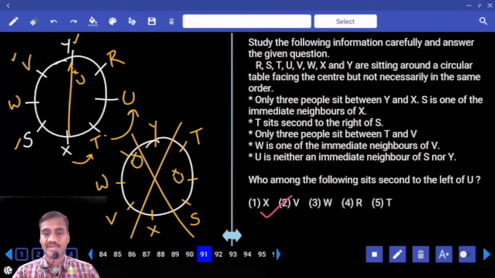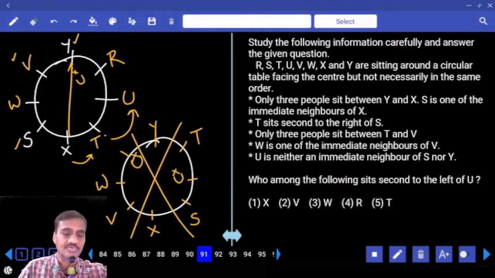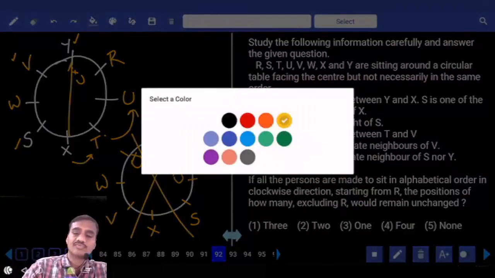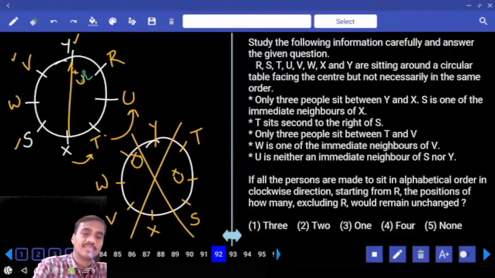Then 91. Now in this 91, who among the following sits second to the left of you? Sits second to the left of you, that is x, choice 1, 91. 92, if all the persons are made to sit in alphabetical order clockwise starting from r onward. Starting from r. Hence r, s, t, u, v, w, x, y.